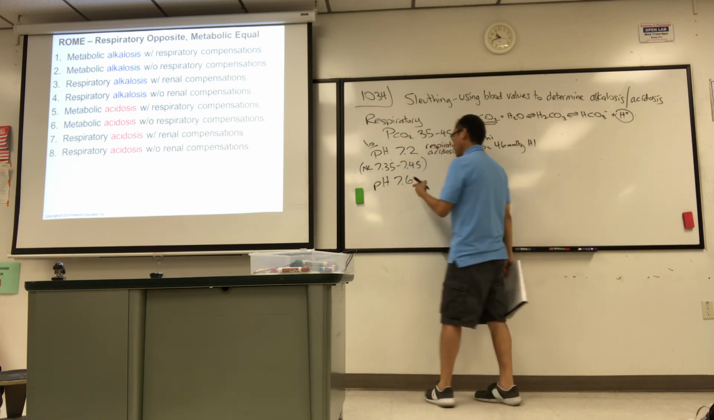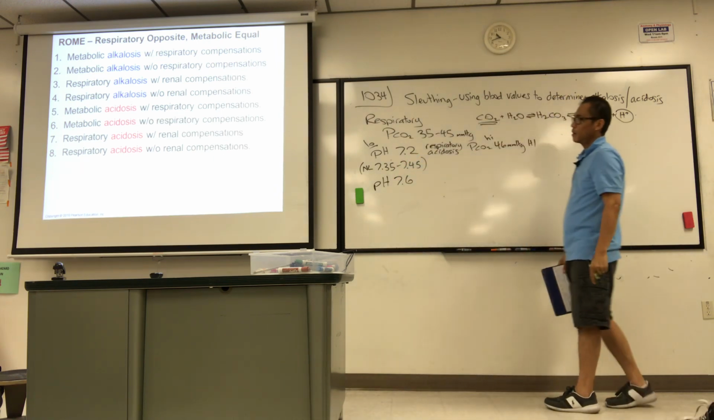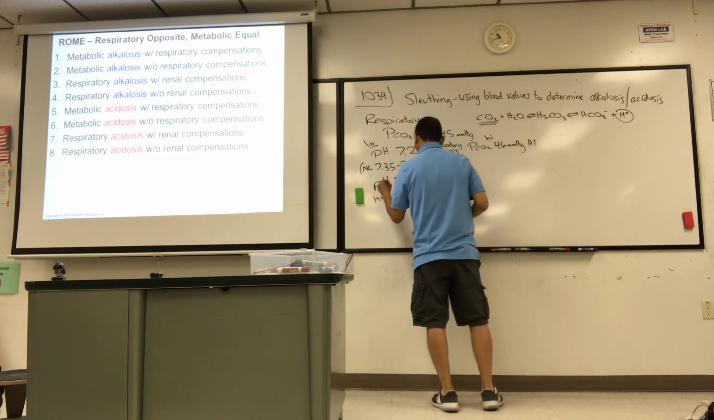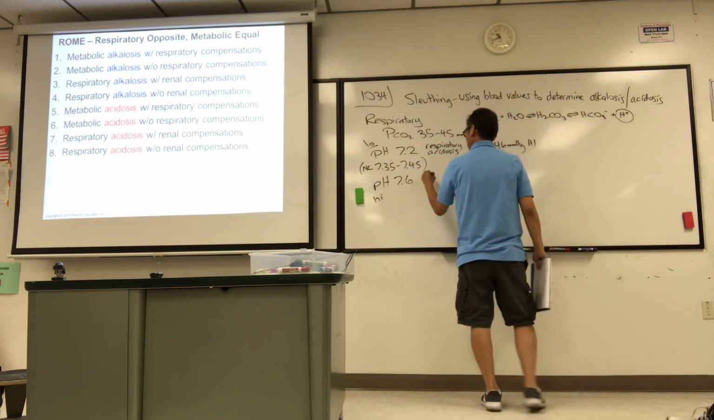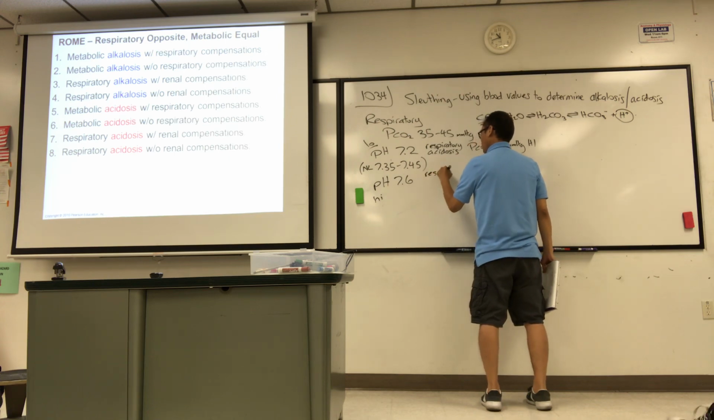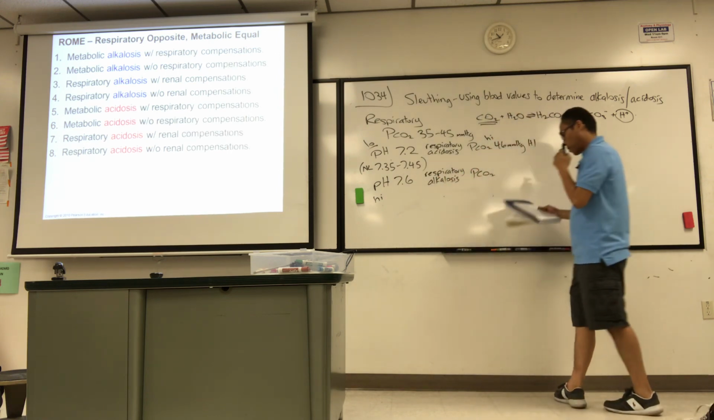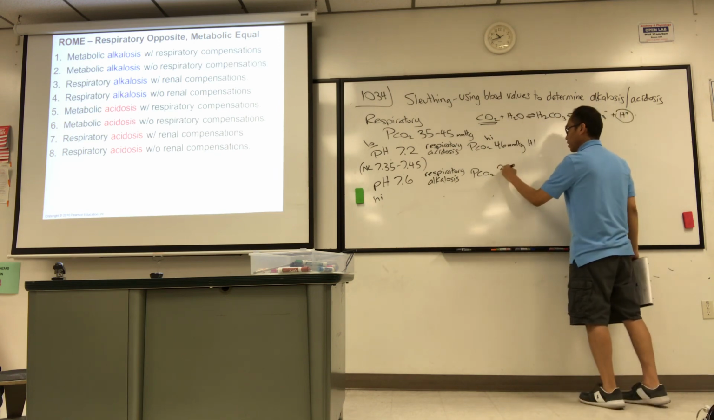Okay, just look at the number. Tell me, is it high or low? High. It's high. So if it's a respiratory cause, call it respiratory alkalosis. The PCO2 level should be low, like say 30.